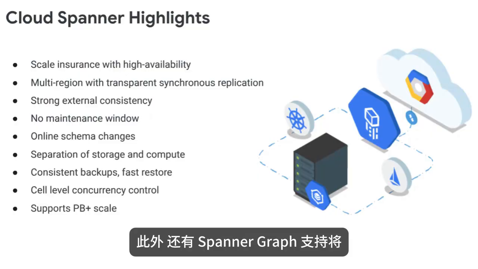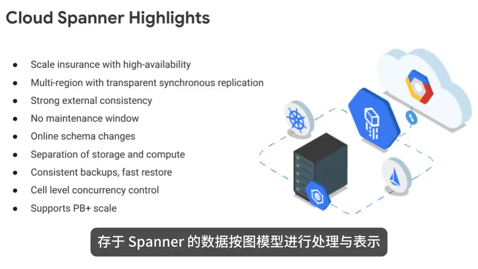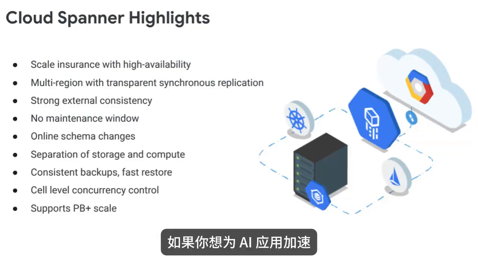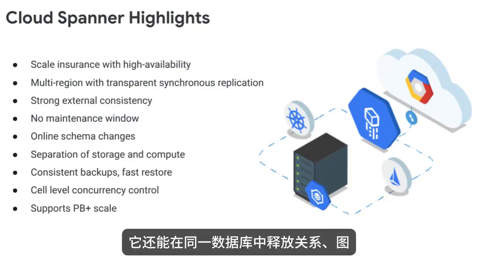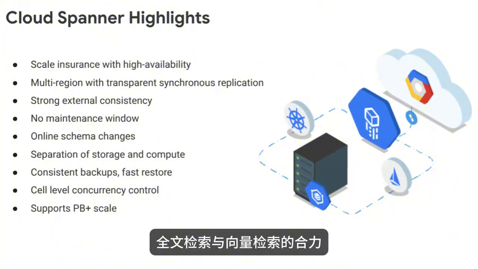Also, there is Spanner Graph that supports Spanner stored data as graphs. This is if you want to supercharge your AI apps with graph capabilities at virtually unlimited scale and unlock the power of relational, graph, full text, and vector search all in one database.